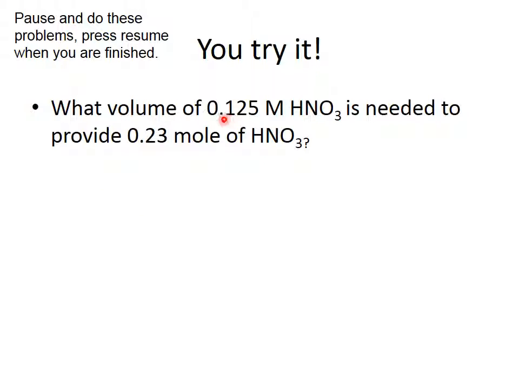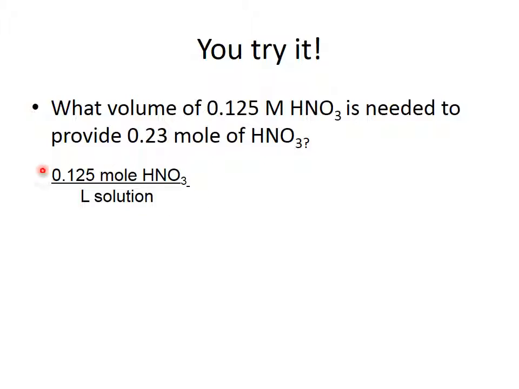Okay, what volume of 0.125 molar nitric acid is needed to provide 0.23 moles of nitric acid? This is my conversion factor, and so what I need to do is write it as a conversion factor, where you replace a capital M with moles over liter, and this right here is my starting place. Why do I know it's my starting place? I never use molarity as the beginning of my math. I always look for another number and unit that can allow me to start my math. So I'm going to start with 0.23 moles.